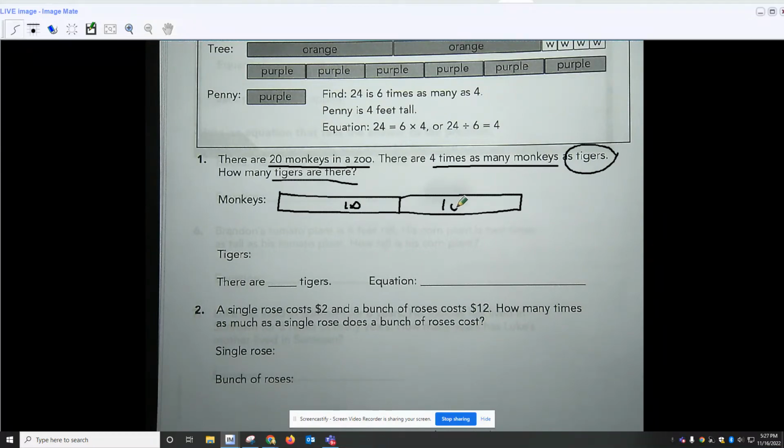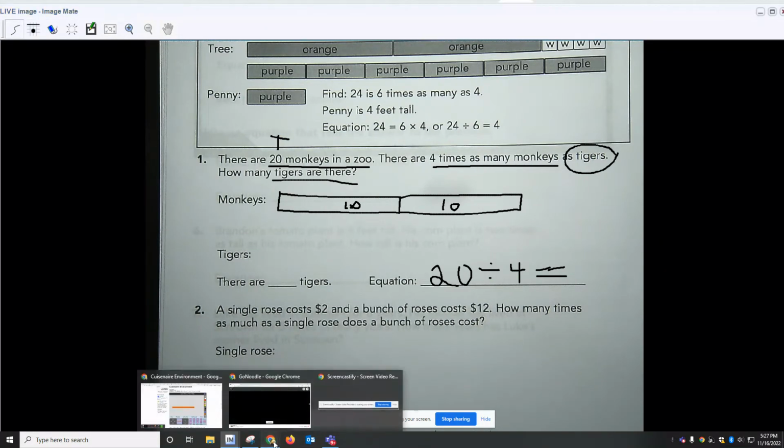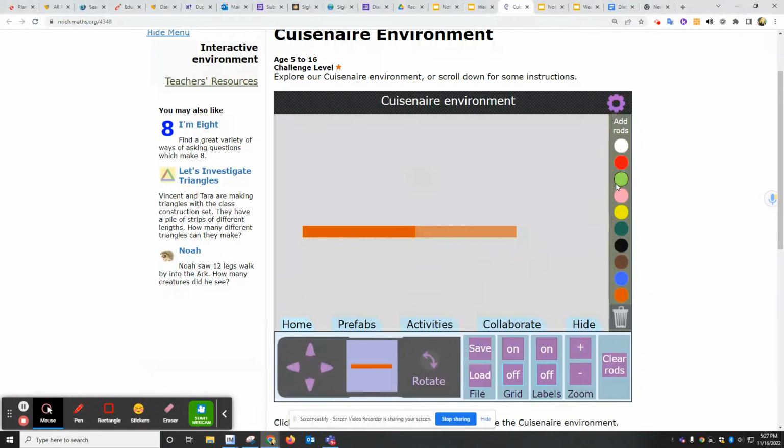But I have 4 times as many monkeys. So my equation is 20 divided by 4 equals, and that's what I have to try to figure out. Now, I know that I have a total, and that is why I did division. I have equal parts, and I have a total. So let's go back to our Cuisenaire rods and see if we can figure out the relationship.